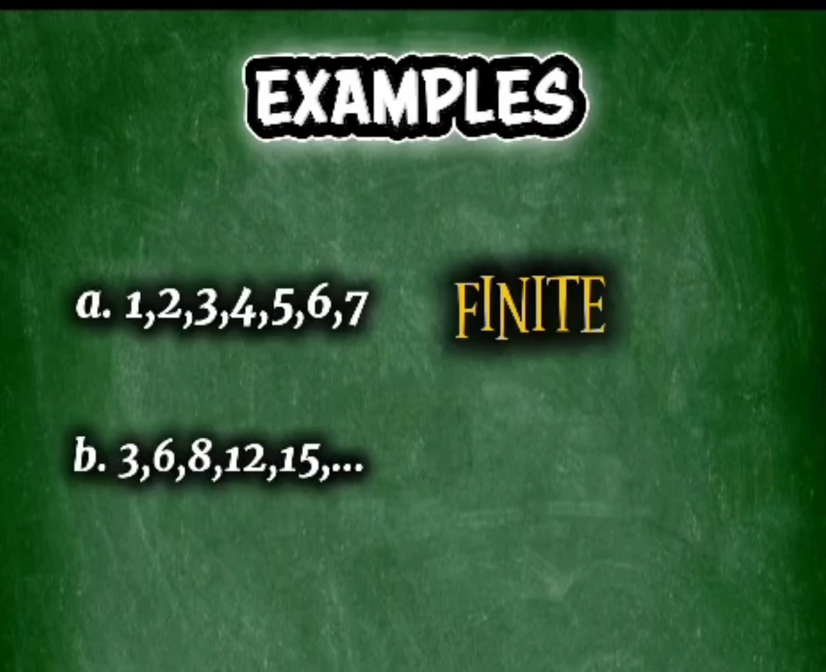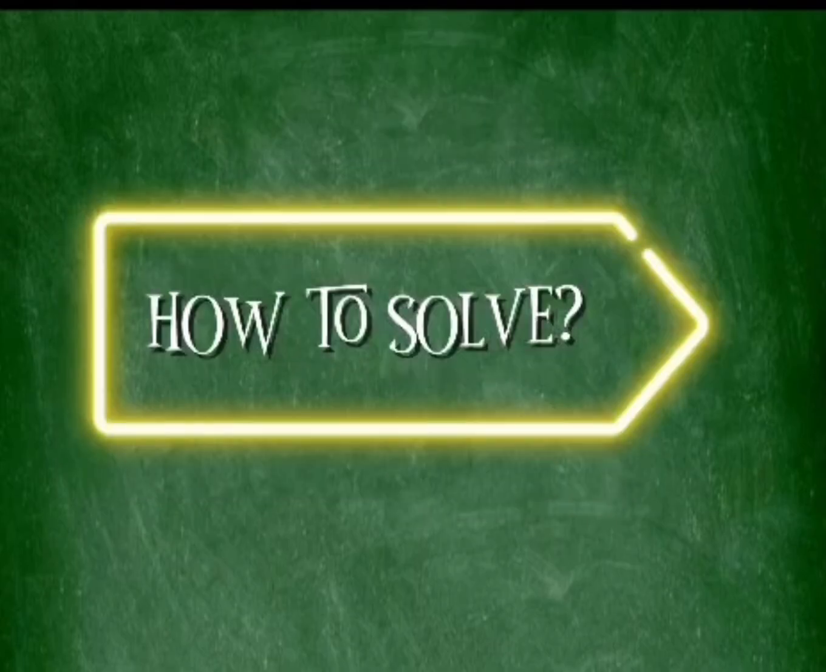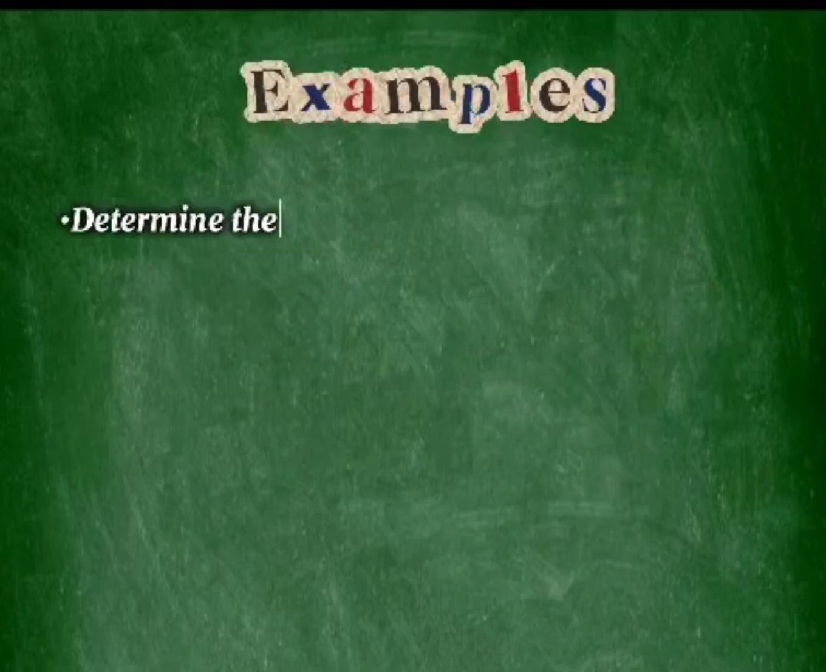The second one, which is letter B, has 3, 6, 8, 12, 15, which has three dots. So this is an example of infinite because it has three dots at the last digit of number. So how to solve this?